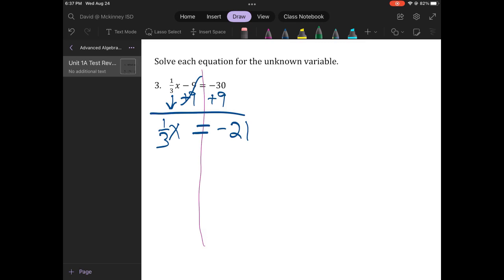So I'm going to undo that multiplication by utilizing division. And I'm going to divide both sides of the equation by 1/3. I have calculators that will do this math for me, or I can use some old-fashioned hand math. I can invert my fraction and multiply by 3/1. Negative 21 times 3/1 will give me a negative 63.